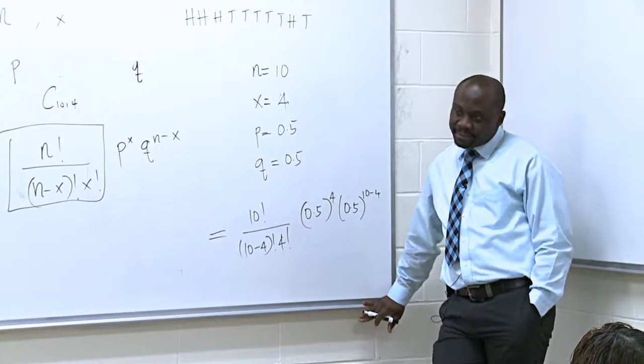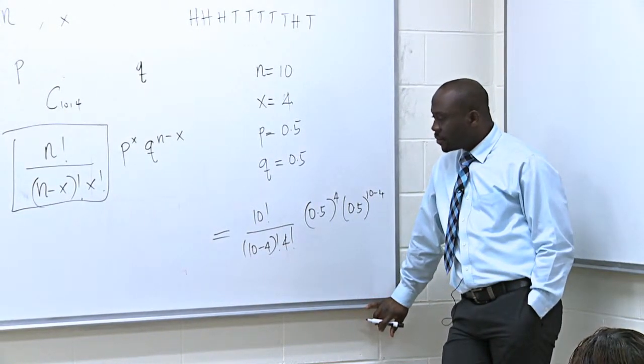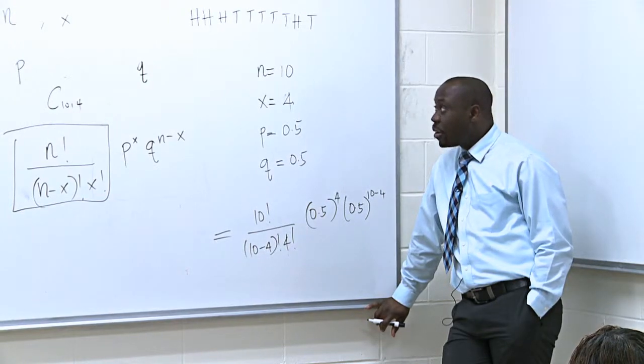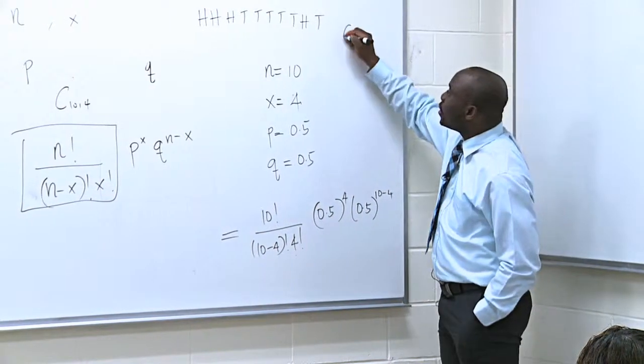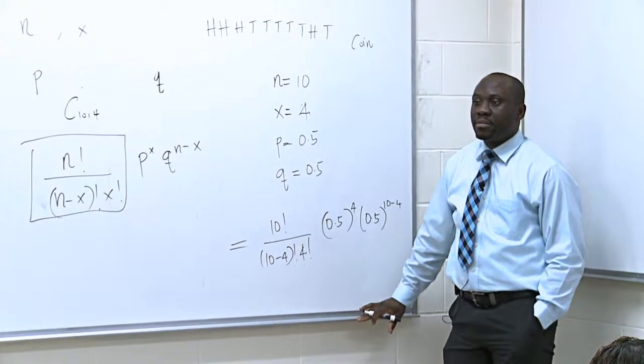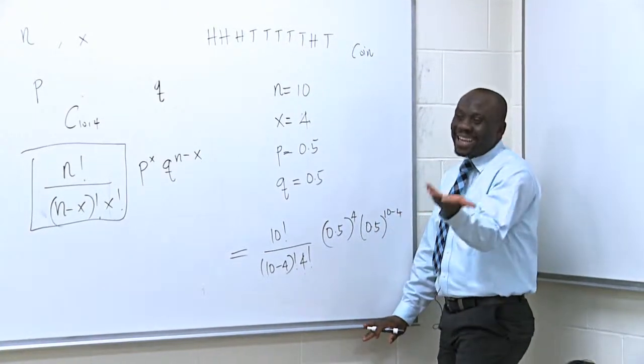How did you get the 0.5 again? 0.5 is because we're tossing the coin. There's only two outcomes, and the probability of getting heads is 0.5. So that's why it's 0.5.